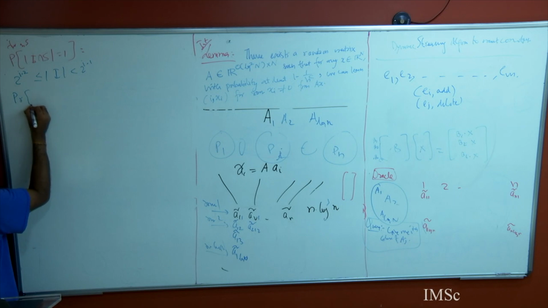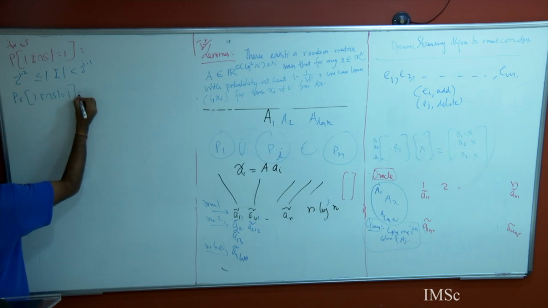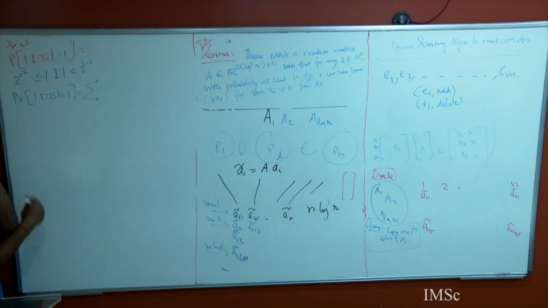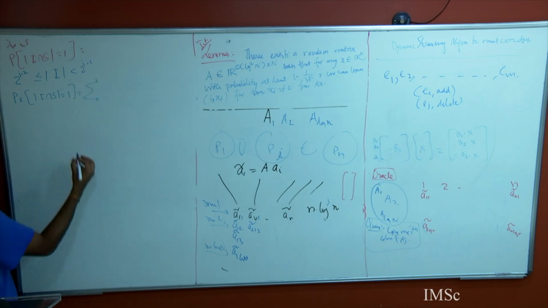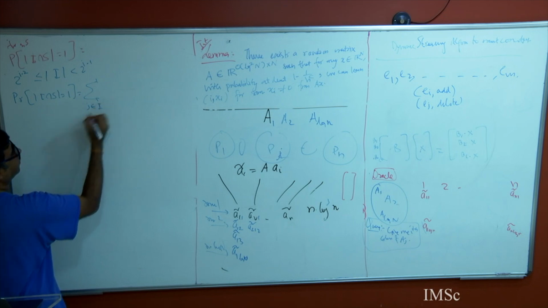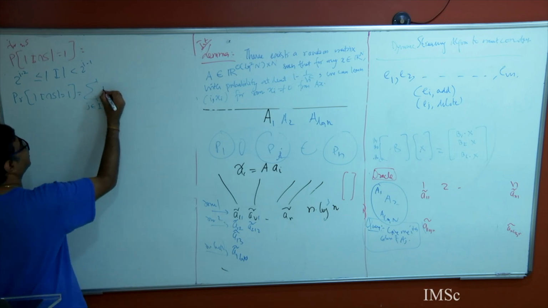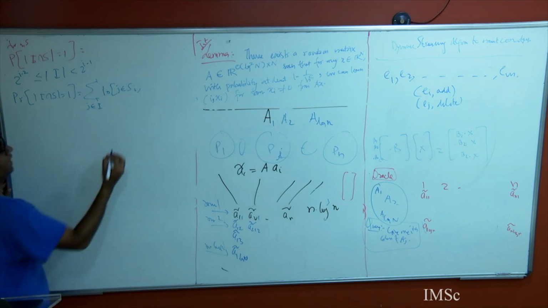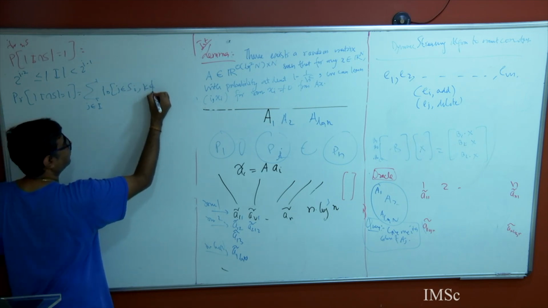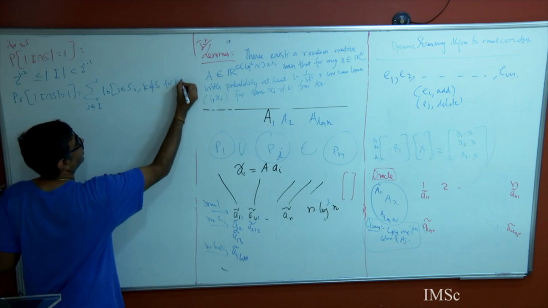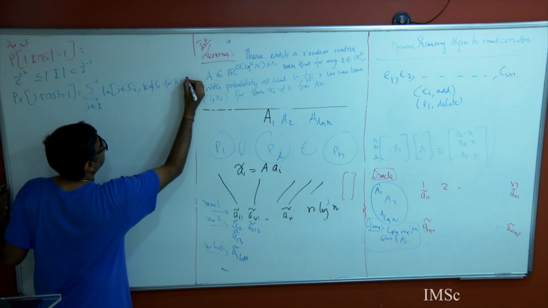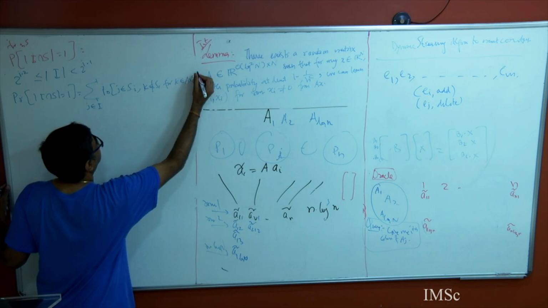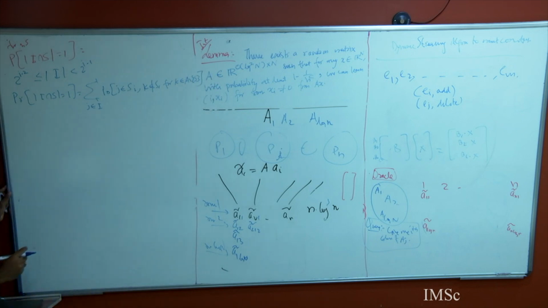Then what did we say? We said the probability that I intersection S is equal to 1 is the same as a summation, where some guy belongs and some guy doesn't belong. For j in I, the probability that j belongs to Si, and k does not belong to Si for k in A minus j. This is what we wrote, right?